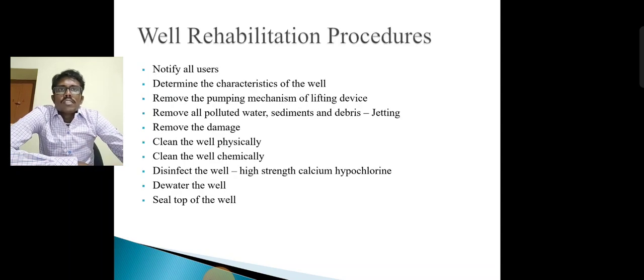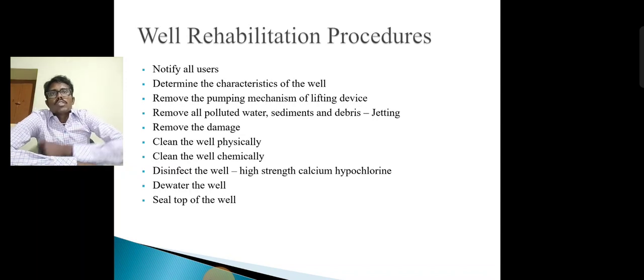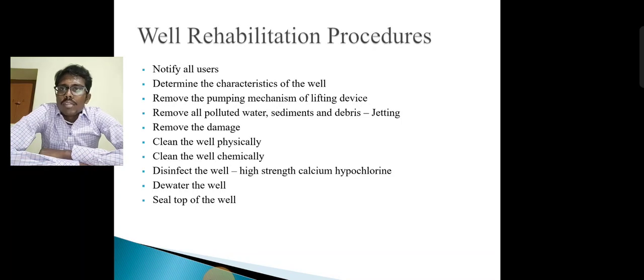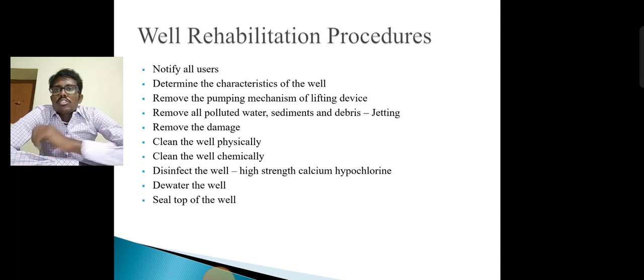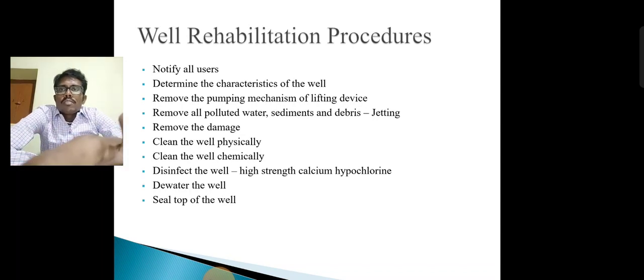Next, well rehabilitation procedures. Notify all the users in the surrounding area who are using the well. Determine the characteristics of the well. Remove the pumping mechanism and lifting device. Remove all polluted sediments and debris using the jetting method. Remove the damage, and then clean the well physically. Clean the well chemically. Disinfect the well with a high strength of calcium hypochlorite. Next, dewater the well and seal the top of the well. These are the methods used for the well rehabilitation procedure.